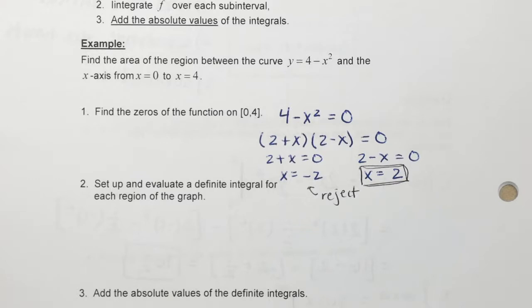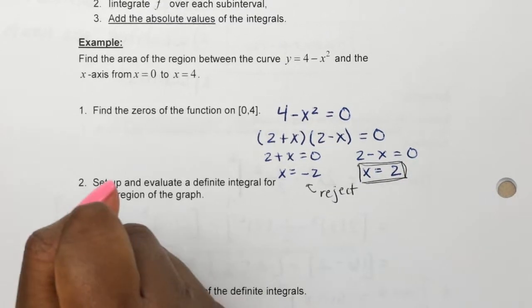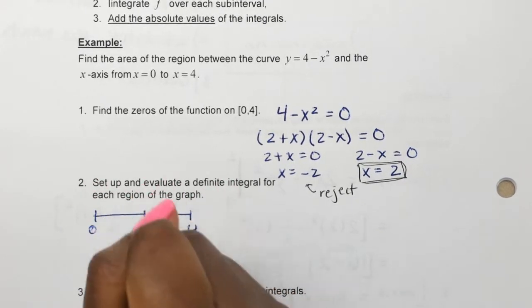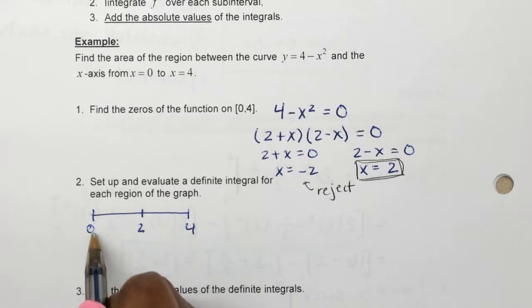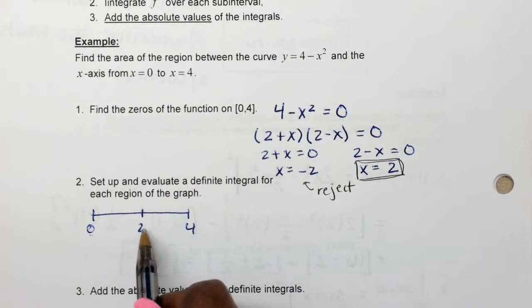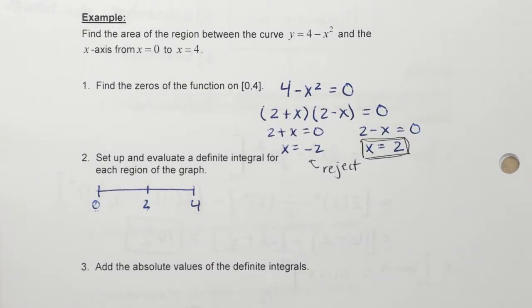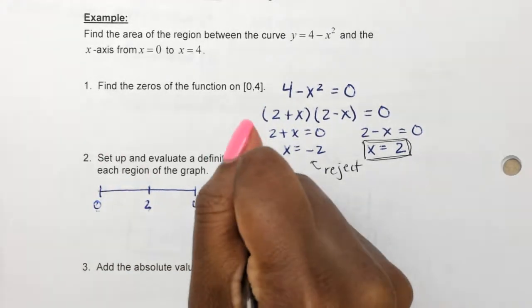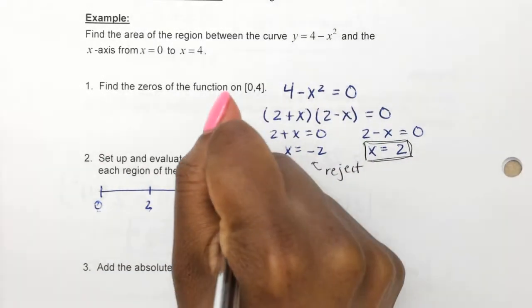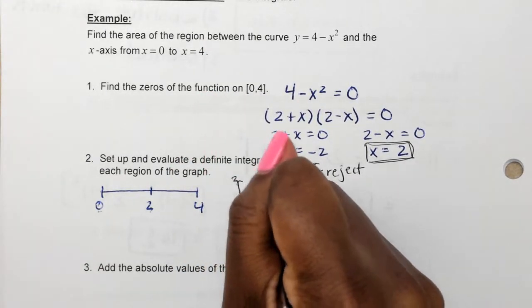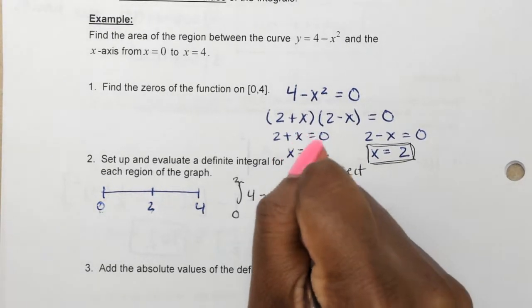Now the second step is to set up and evaluate the definite integral for each region of the graph. So now, if we think about it, we're going from 0 to 4, and we have a 0 at 2. So what we're going to do is we're going to integrate from 0 to 2, and we're also going to integrate from 2 to 4. Okay, so our first integral will be from 0 to 2 of 4 minus x squared dx.